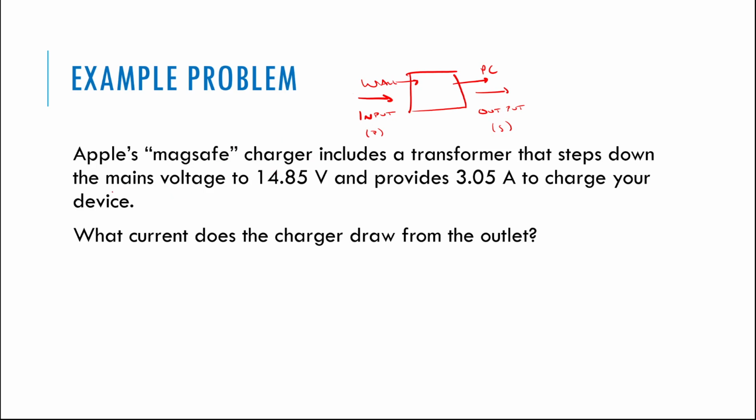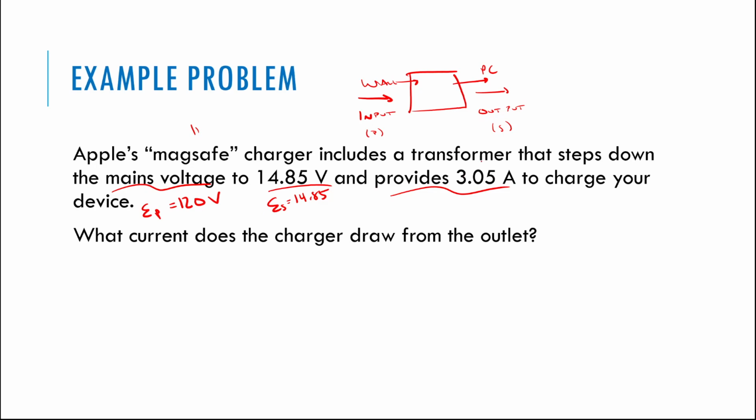All right, so the mains voltage is what we call the voltage of the outlets in your wall, the main voltage of your house. In the United States, we use 120 volts. So 120 volts is the RMS voltage across the outlets in your wall. And we want to step that down to 14.85 volts. This is coming from the wall, so that's going to be our primary EMF. And this is what we want coming out, so that's our secondary, 14.85. And then it provides 3.05 amps to charge your device.